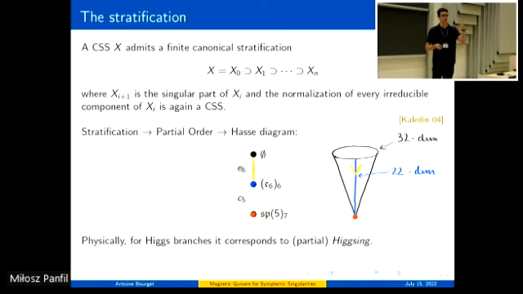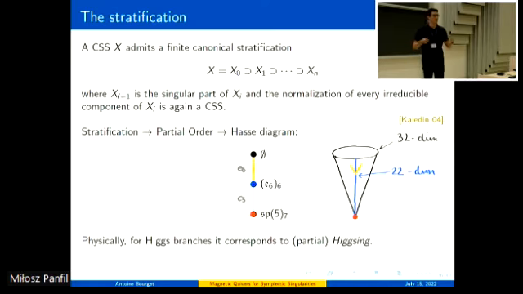And then you have a notion of transverse slice. You can see how one is embedded in the next. And this stratification defines a partial order given by this inclusion. And we can represent this partial order with a Hasse diagram. So here is a picture. So here is this Hasse diagram. And here is what it means geometrically.